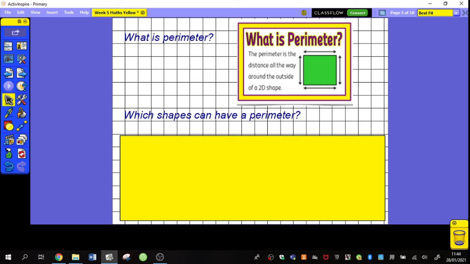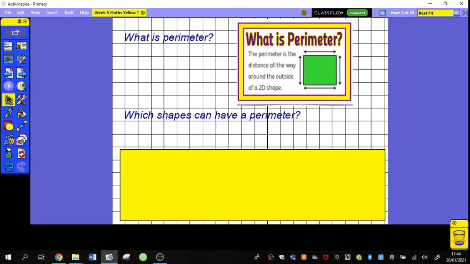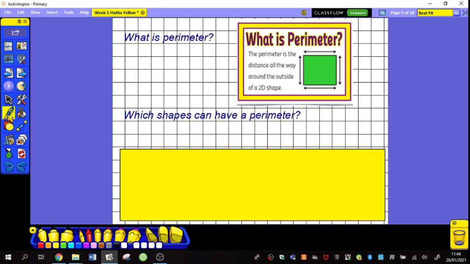So that answers my next question. Which shapes can have a perimeter? Only a 2D shape can have a perimeter. A 2D shape is one that is drawn, because if you can pick a shape up, it is 3D. Even a piece of paper is 3D because I can pick it up. It has 3 dimensions. A drawing on a piece of paper, however, would be a 2D shape. I can't grab that drawing.